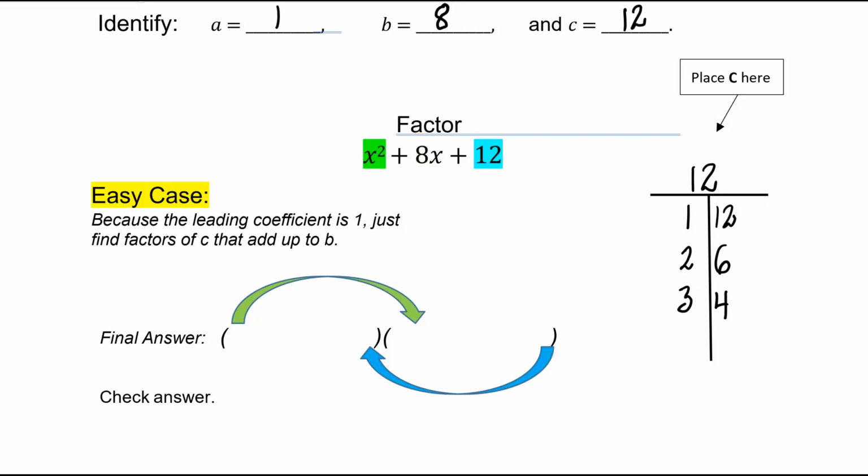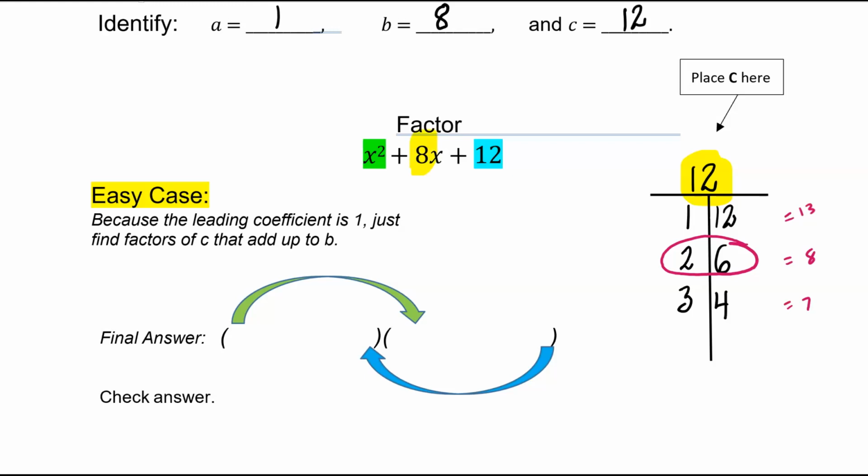Okay, so we're looking at our factors on the right here. We have 1 times 12. If we add that up, wouldn't we get 13? So does that add to 8? No. What about 2 plus 6? What about 3 plus 4? So it looks like 2 times 6 will give us the 12 that we want. But at the same time, 2 plus 6 will give us the 8 that we want.